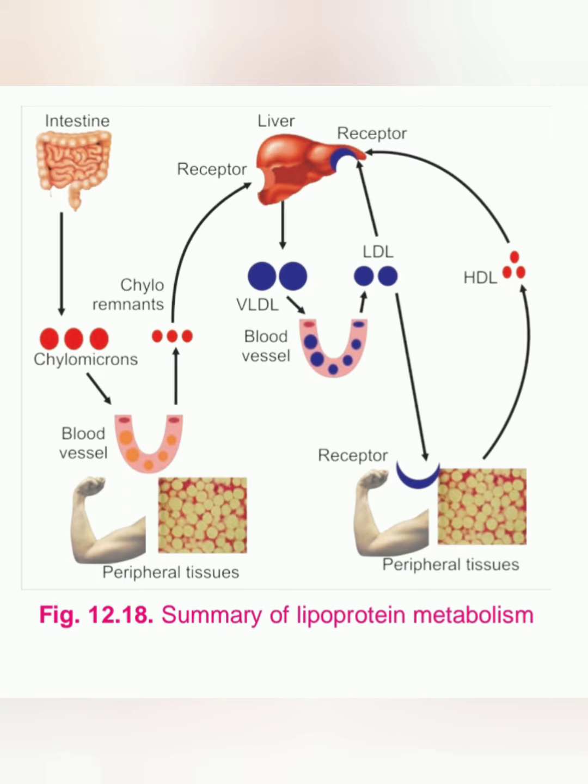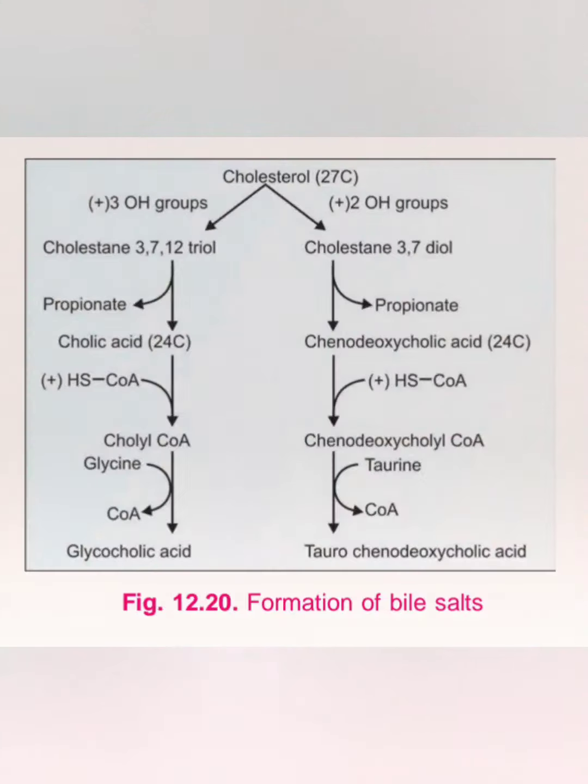This is the overall summary of lipoprotein metabolism. The very low density lipoproteins and the high density lipoproteins work together, including in the muscle cells and the peripheral surface, and how they work from the liver, intestine and blood vessels is shown in this single diagram.